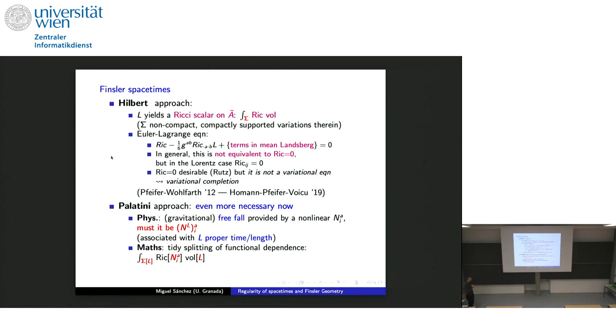We can go from this Hilbert approach to the Palatini approach, and this Palatini approach here is even more necessary because from the physical viewpoint, as we have many more nonlinear connections than linear connections, one can wonder if the free fall which would be provided by some nonlinear connection must use the same nonlinear connection as the nonlinear connection associated to the Lorentz-Finsler metric, which controls proper time, length, something like that. And from the mathematical viewpoint, in the corresponding functional, there is a natural splitting of the dependencies because the Ricci scalar depends exclusively on the nonlinear connection. But in the case of the classical Lorentzian approach, we have to put here the scalar curvature, which depends on the connection and on the contraction with the metric.